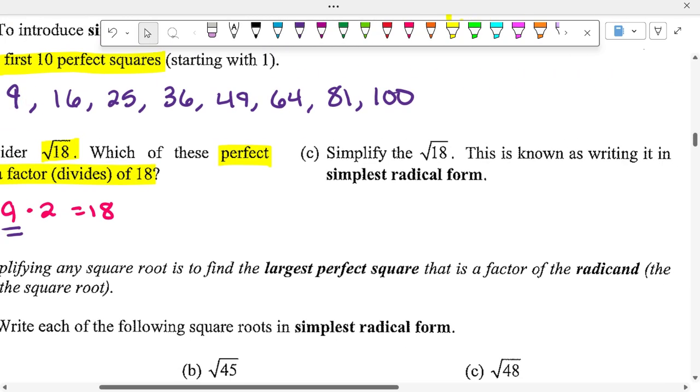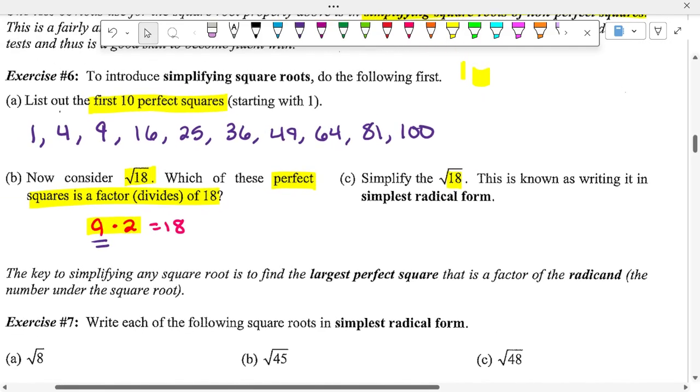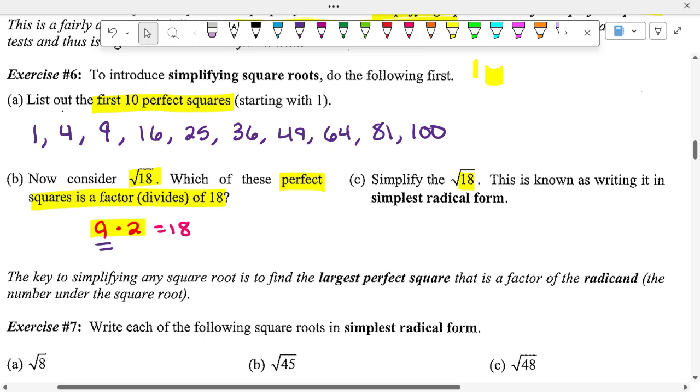So, here's how you simplify the radical. You want to rewrite 18 as multiplication of a perfect square and another number. What I usually tell kids to do is divide whatever number's under the radical by your perfect squares. It doesn't matter if we don't have perfect squares. Divide by your perfect squares until you get the biggest one possible, meaning you want the biggest perfect square to divide into that number.